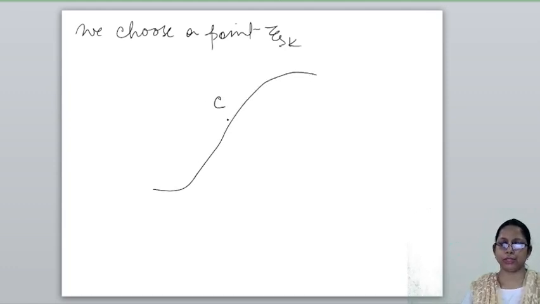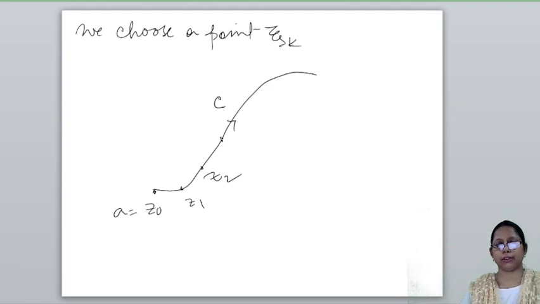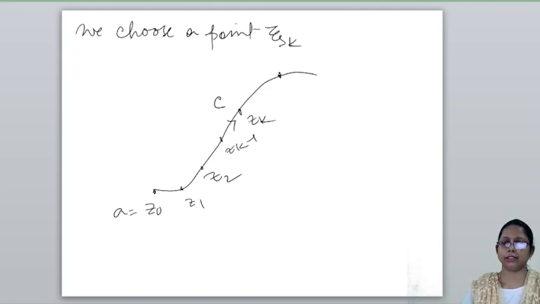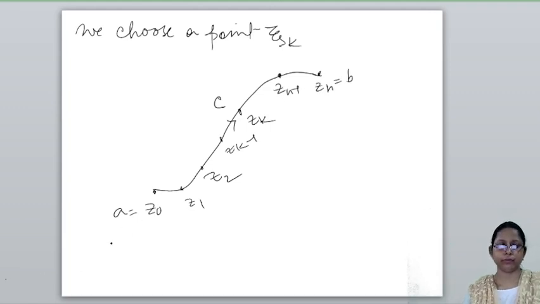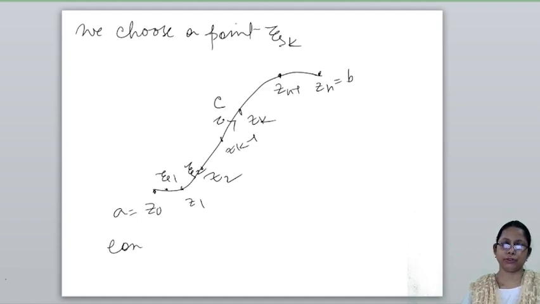Suppose this is my curve C. This is the point Z0, which is equal to A, and this is Z1, this is Z2, this will be your Z(k-1), this is Zk, this is Z(n-1), this is Zn, and it is equal to B. Here it is psi 1, here it is psi 2, here it is psi k, here it is psi n.